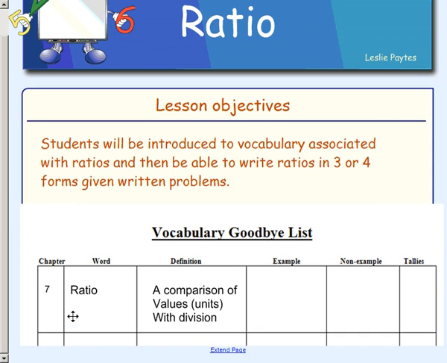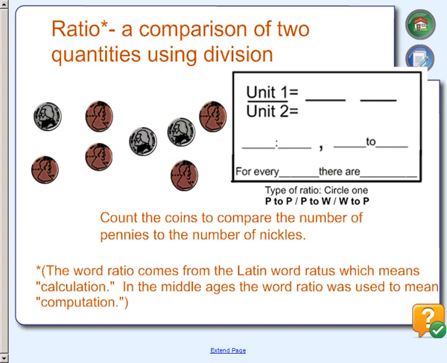So we'll be putting this in our vocab list, but our word is a ratio, and that is a comparison of values or 2 different units that is using division. And we'll find with proportions is a multiplicative relationship, just like equal fractions was. So let's get going. All right, you have a recording sheet and it has boxes like this.